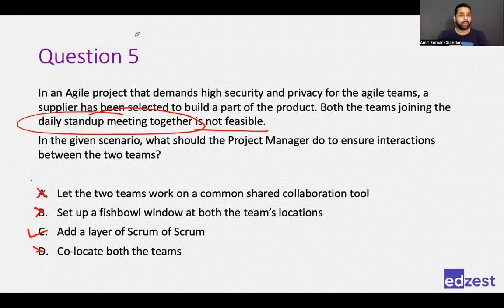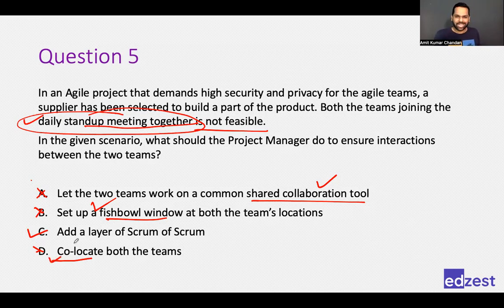Yeah, absolutely. So what Vipin is saying is that the question says the daily stand-up meeting is not feasible, which also suggests that maybe sharing a collaboration tool might also not be feasible. Because even if you're sharing the tool and somebody is working in Indian hours and somebody is working in US hours, they will never be able to have a common time. So even if they have a collaboration tool, they will never be able to use it. Same thing with fishbowl window or co-location. If the timing itself does not match, they may not be able to use the fishbowl window. And if daily stand-up is not feasible, probably co-location is also not feasible.